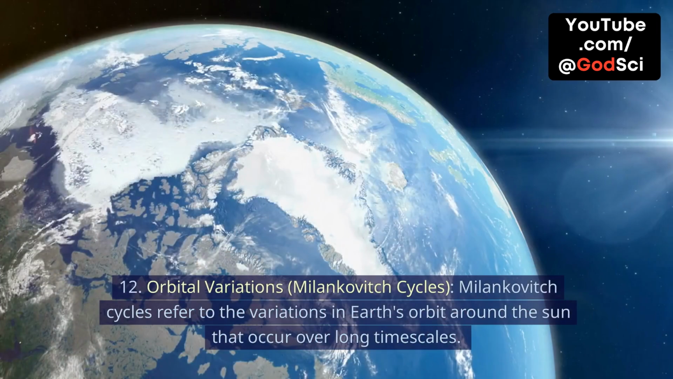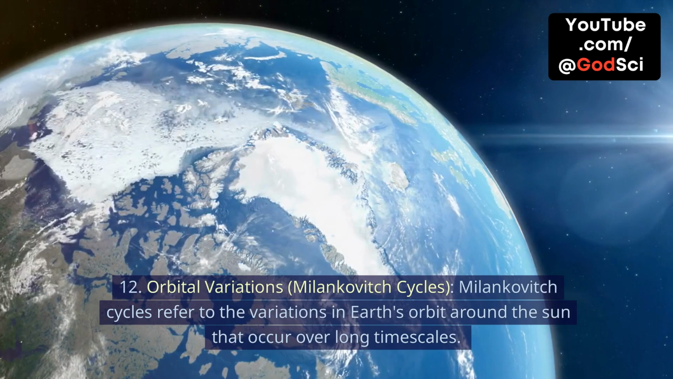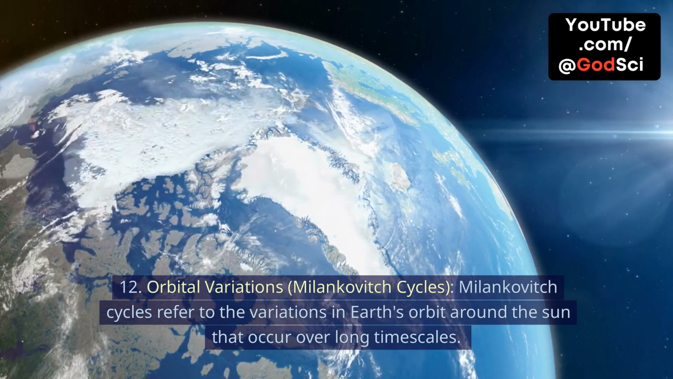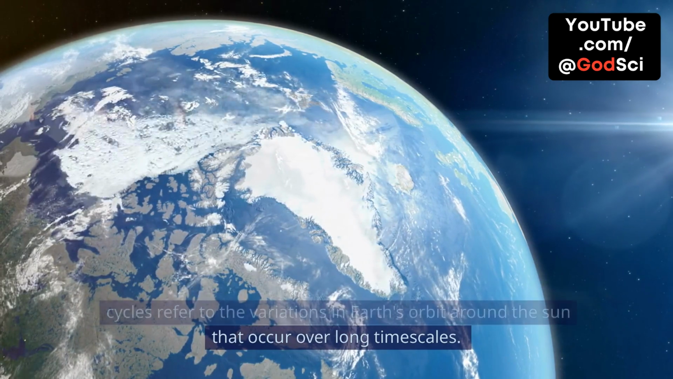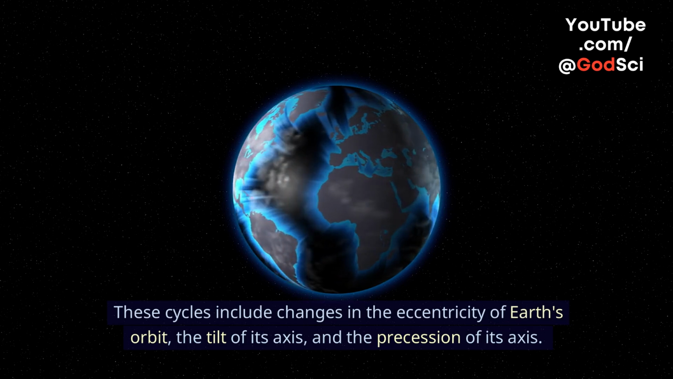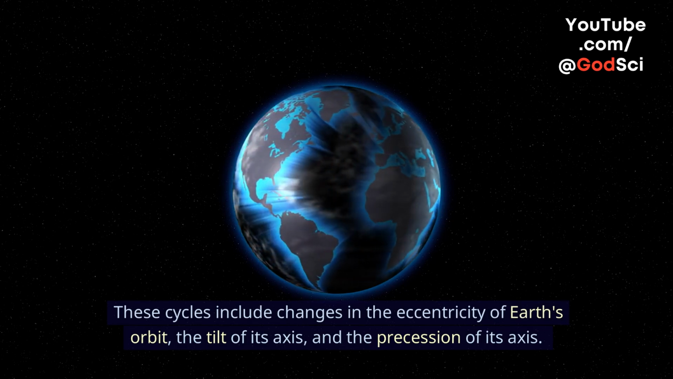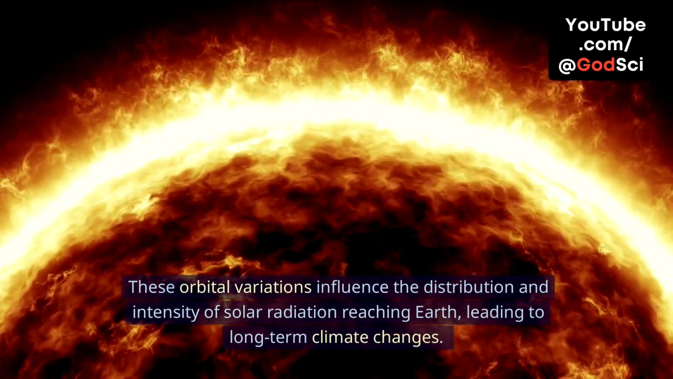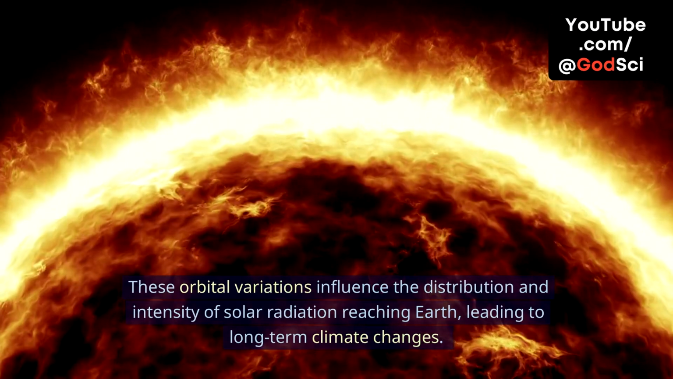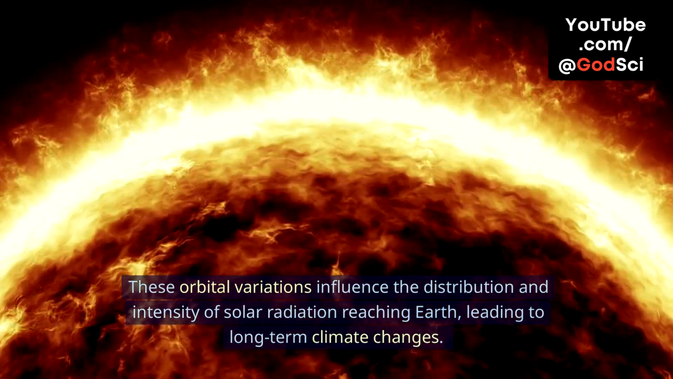12. Orbital variations, Milankovitch cycles. Milankovitch cycles refer to the variations in Earth's orbit around the Sun that occur over long timescales. These cycles include changes in the eccentricity of Earth's orbit, the tilt of its axis, and the precession of its axis. These orbital variations influence the distribution and intensity of solar radiation reaching Earth, leading to long-term climate changes.